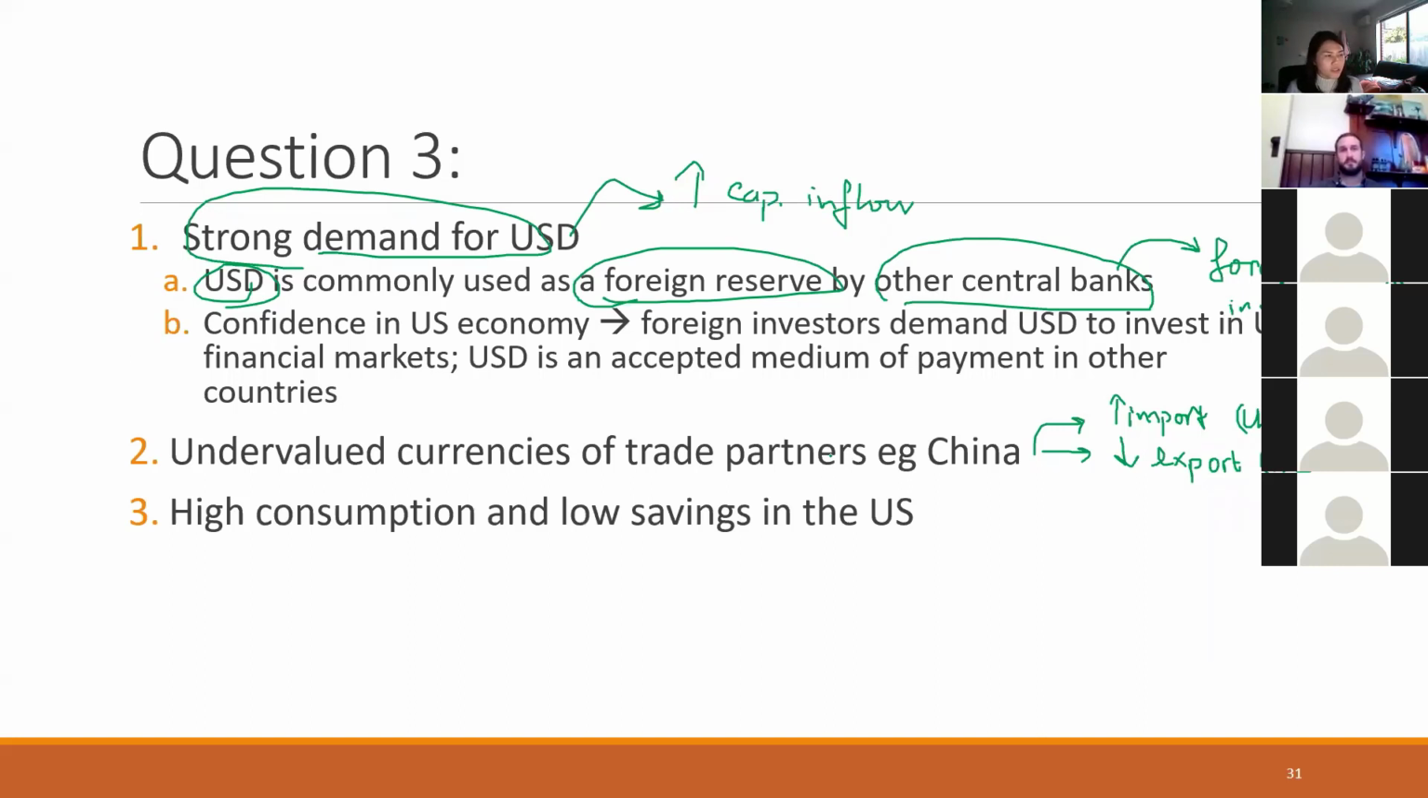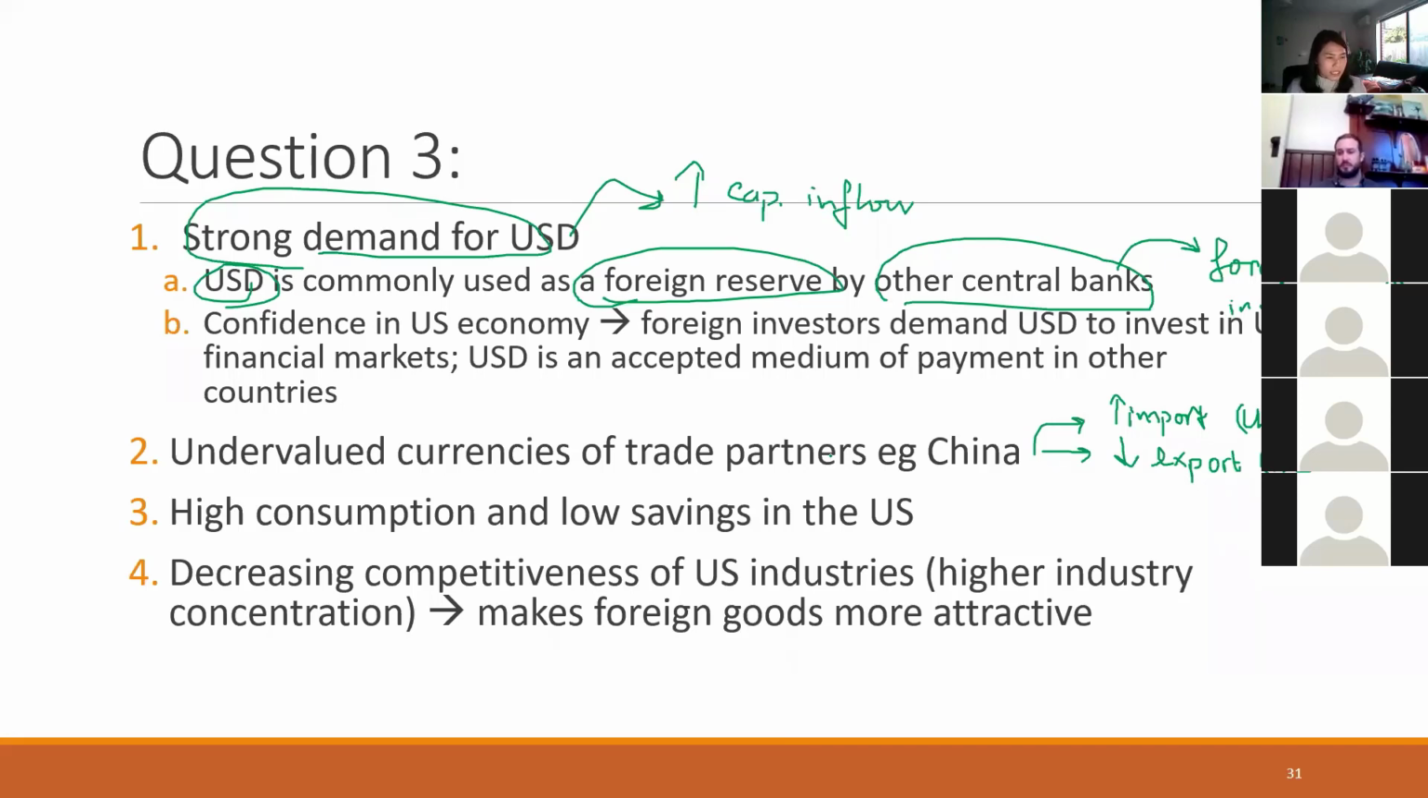Right, number three, there is a high level of consumption and low level of savings in the US, which means that US citizens like to consume, right? So they like to buy. So as they like to buy, it creates more opportunities for foreign trade partners to import into the US, okay? And finally, if you look at the level of competitiveness of US industries, in the past few decades, there have been a lot of mergers and acquisitions, right? So the effect of this is that it decreases the level of competitiveness of the US industry. And so it makes foreign goods more attractive, okay? So these are the main factors that explain why the US account deficit has been quite persistent in the past few decades, okay?